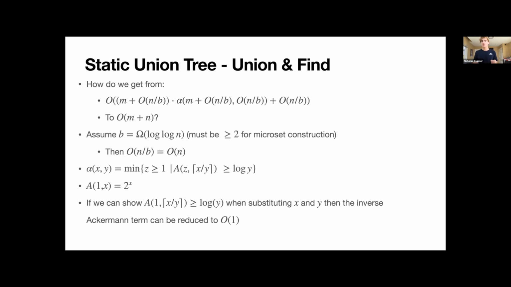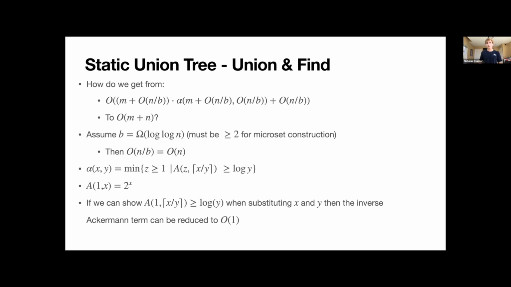It's going to be 2 things. First off is we're going to put 2 lower bounds on B. So the first lower bound comes from the microset construction. B has to be greater than or equal to 2 for microsets to even work, right? And then if we say B is greater than or equal to 2, then big O of n over B has to be big O of n.